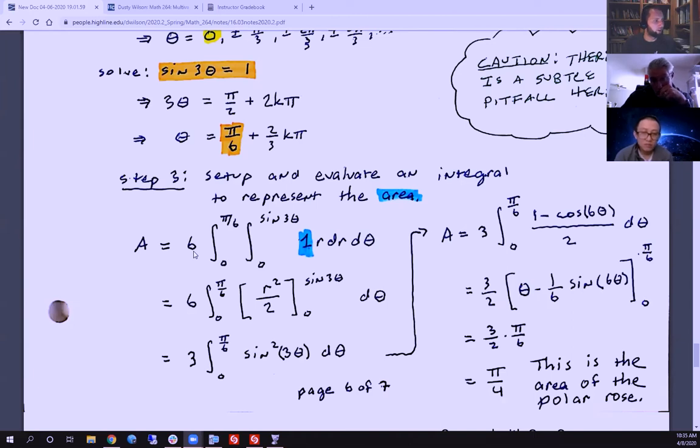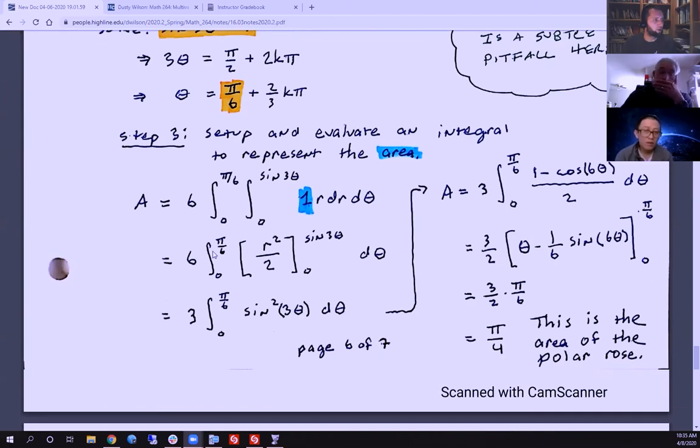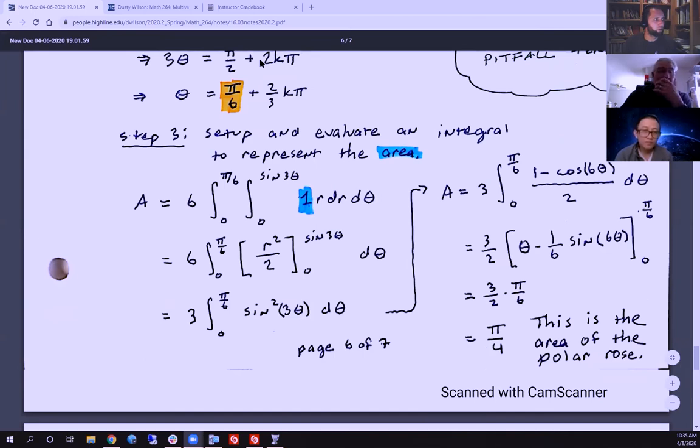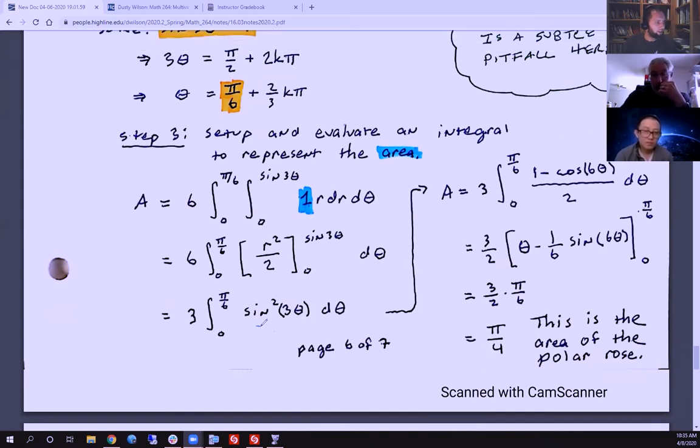I think most of the rest of this is pretty straightforward. The only other part that's worth really commenting on is here you've got your sine squared. Anytime you're trying to integrate a sine squared, you're going to have to use that half angle identity. Remember that the angle in the square is doubled in the half angle identity. So here it's sine squared of 3 theta, cosine of 2 times 3 theta, or 6 theta.